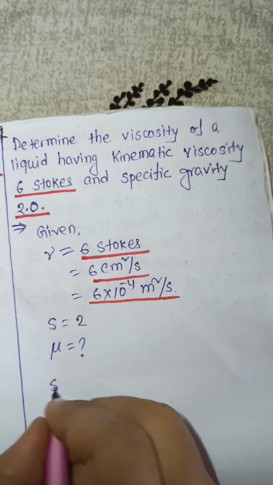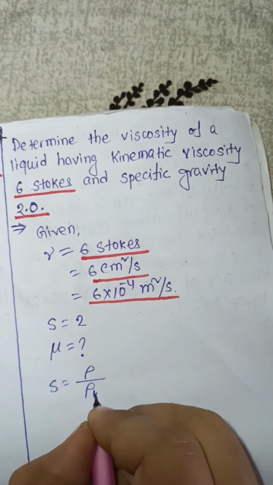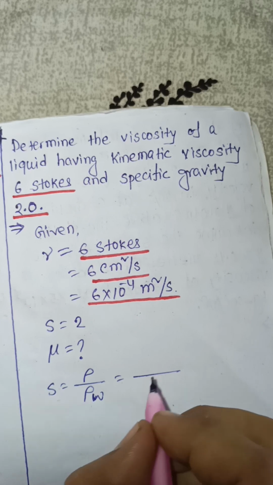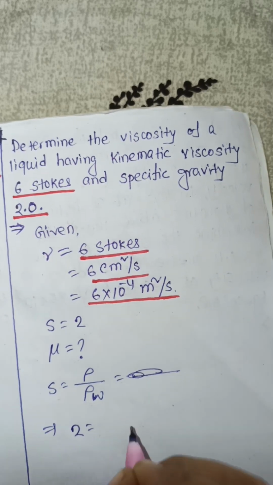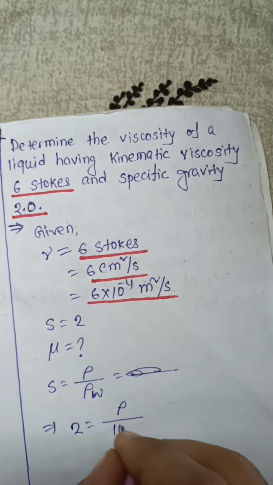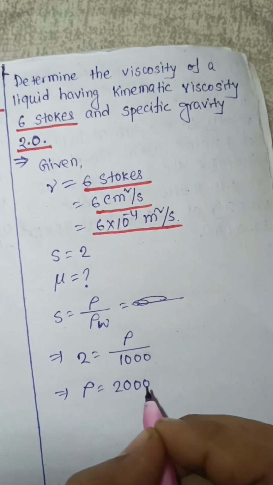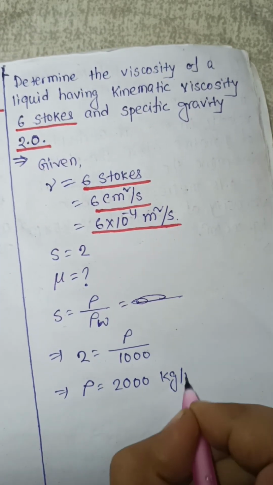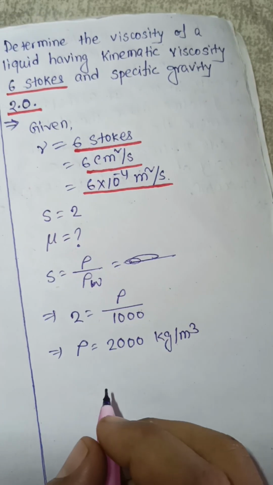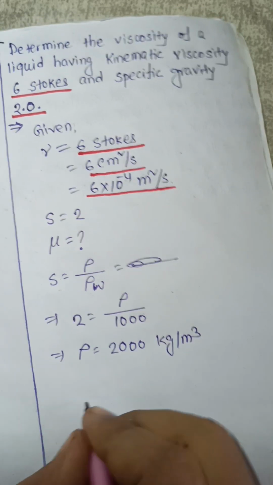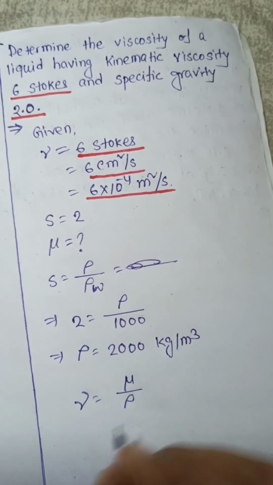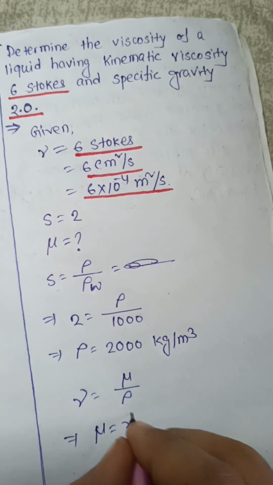So specific gravity is equal to, we know, density of fluid by density of standard fluid. So specific gravity, that is 2, is given, that is density of fluid by density of standard fluid, that is water, that is 1000. So from here you can get the density of the fluid, that is 2000 kg per meter cube. Okay. So now if you want to calculate the viscosity, we know that nu is equal to mu by rho. So from here mu is equal to nu into rho.